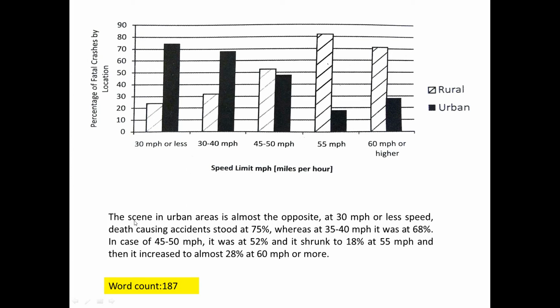Okay, and then I have used, firstly, the scene. In the previous paragraph I have used in case of, then instead of using the same thing, I have written the scene in urban areas is almost the opposite, so I haven't used in case of urban areas. Then I have used here whereas, to connect two sentences, and then shrunk is used to say decrease, so it is a synonym for decrease. So I don't have to write decrease again and again. And then this is all for this graph.